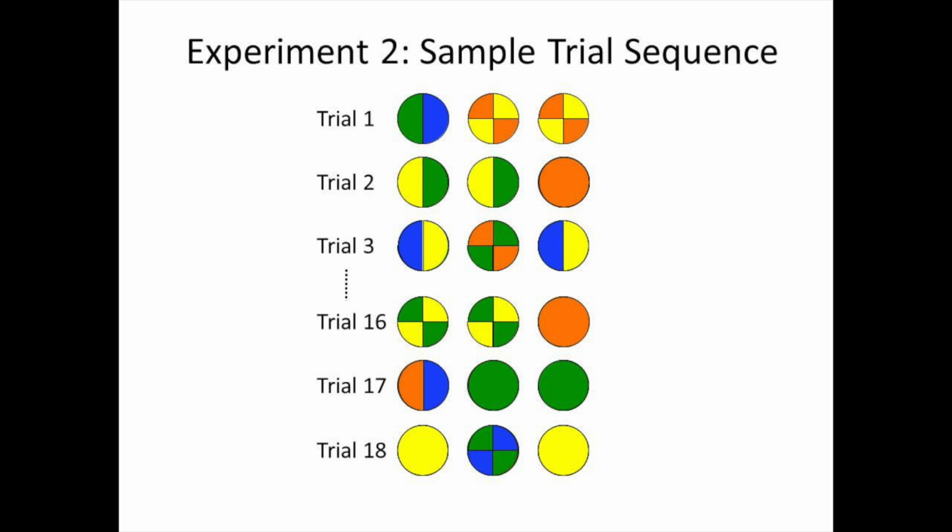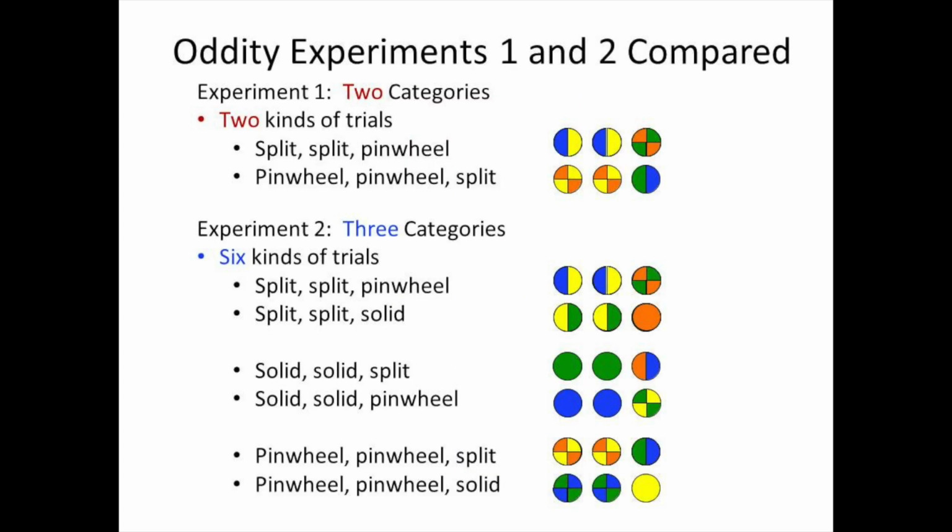This is a sample trial sequence for experiment 2. Now the split, pinwheel, and solid categories can be odd, and this is because we introduced the third category, the solid category, to the two pre-existing categories. Now there are 6 kinds of trial types as opposed to the 2 types in experiment 1, making this experiment a lot harder. In experiment 1, there were 2 types of trials with 2 categories. The pinwheel could be odd with the split being non-odd, and vice versa. However, in experiment 2, there are 6 types of trials with 3 categories.